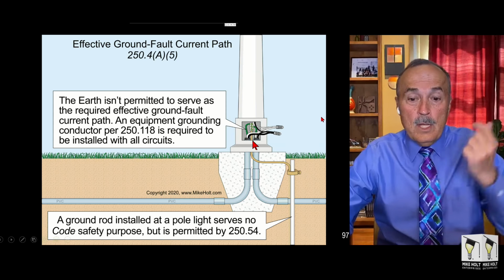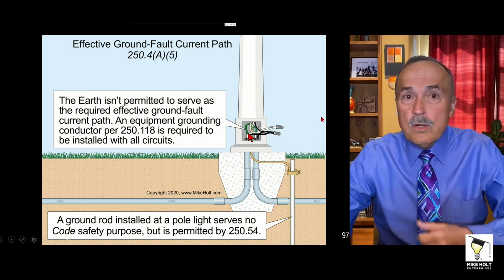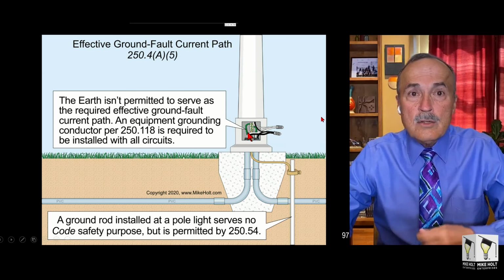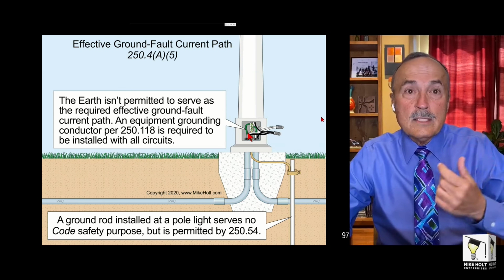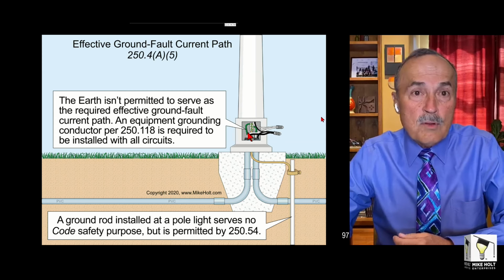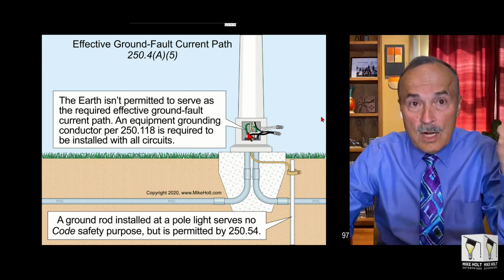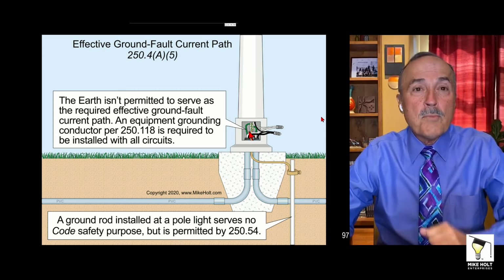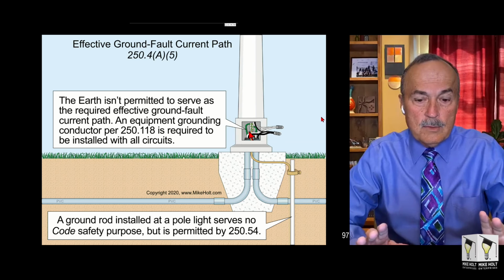So here we go. We'll bring a circuit out to the light pole or to anything. You have an equipment grounding conductor. In the event a ground fault current hits that pole, it travels on the equipment grounding conductor back over to the source, the effective ground fault current path. Open the breaker. Nothing is going to be a problem.